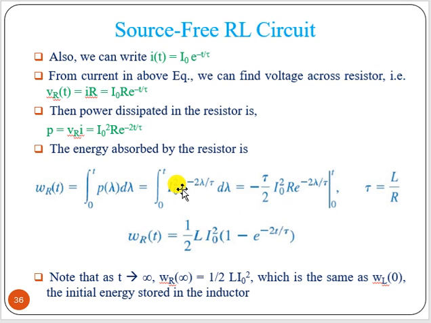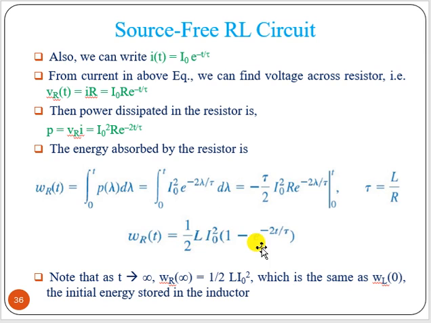Then similarly we can find the value of VR, the voltage drop across R, that is I into R, so I0 R e to the power minus t by tau. We can find the power p, V into I, so I square R e to the power minus 2t by tau. Then we can find the energy absorbed, that is the integration of p from 0 to t with respect to a dummy variable lambda. So we get tau by 2. Now tau equals L by R. If we put L by R, R will cancel out, so we will have L only.